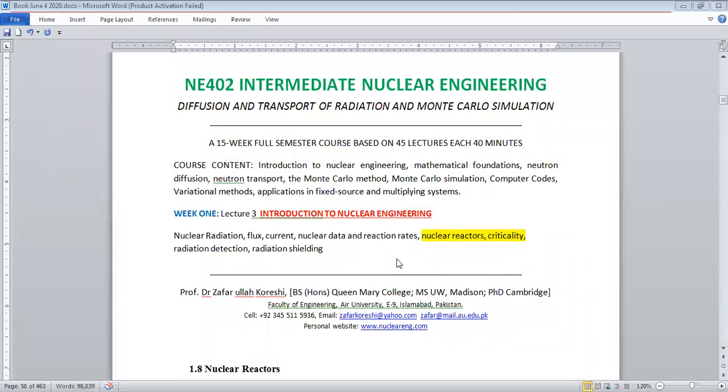Now we come to the third lecture of the course NE402 Intermediate Nuclear Engineering, focusing on diffusion and transport of radiation and Monte Carlo simulation. This is week 1, lecture 3, Introduction to Nuclear Engineering, and this lecture is on nuclear reactors and criticality.